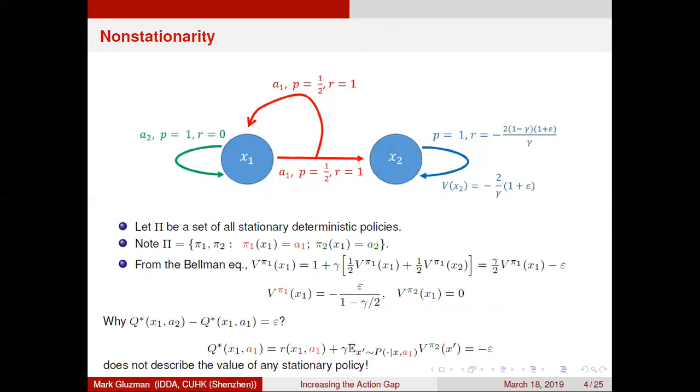So let's look more closely at this two state problem. As before, let's find the set of all stationary deterministic policies. As we can see, there are only two stationary deterministic policies. One policy is at state x1 choose action A1, and the other is at state x1 choose action A2. And from the theory, we know one of them should be optimal. From the Bellman equation, we can calculate the value function of each of these two policies at state x1. As we already know, the optimal value at state x1 should be equal to zero. So policy pi 2 is optimal.